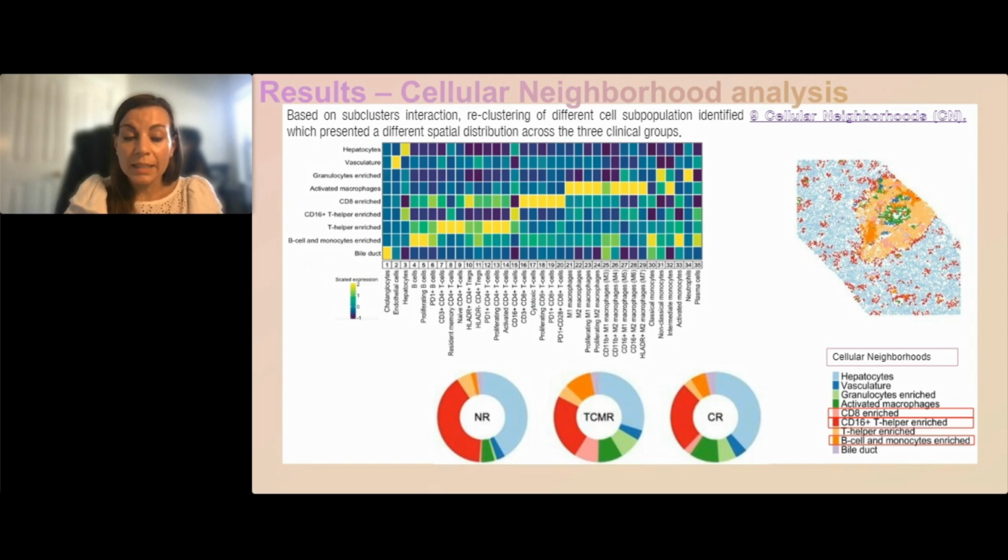Based on subclustering interaction, we were able to recluster those to identify at the end 9 cellular neighborhoods that presented a different spatial distribution across the 3 clinical groups. And in particular, when we compare those cell neighborhoods in terms of percentage, we saw that CD8 enriched and B-cell and monocytes enriched cellular neighborhoods were predominant in TCMR, while CD16 positive T helper enriched cellular neighborhood was predominant in no rejection.